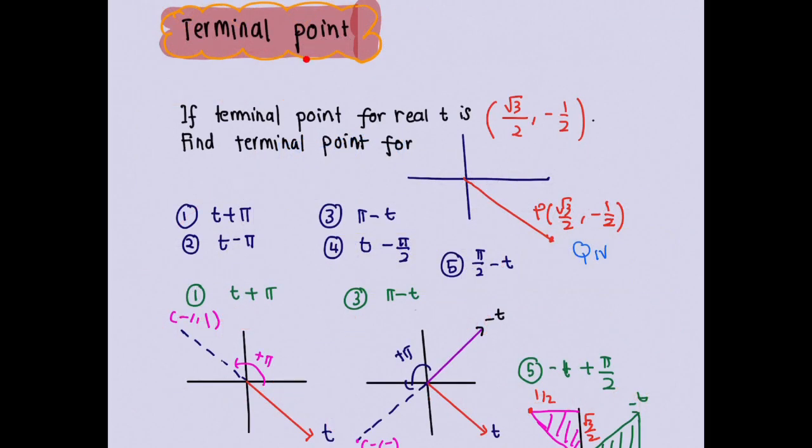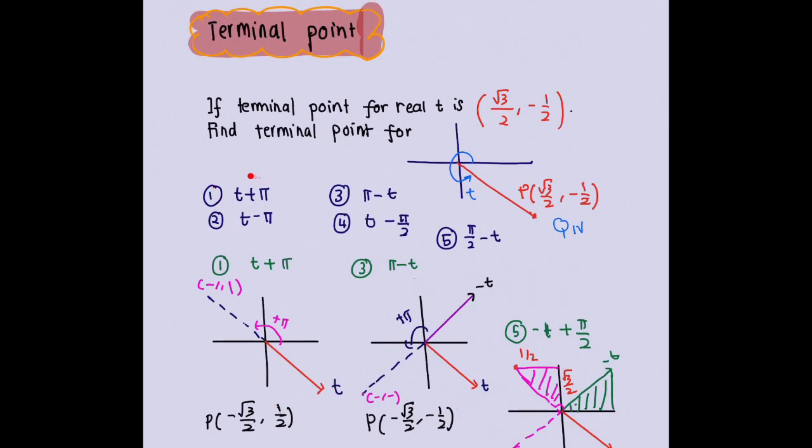Now let us see the terminal points. So if the terminal point for real t is square root of 3 over 2, negative half, find the terminal points for these 5 conditions here. So first of all, let us graph this terminal point. So root 3 over 2 is a positive side. Negative half is a negative side, so obviously you are in the fourth quadrant. So let's see from this terminal point here, what we want to do is find t. So the angle t is this angle here, a positive t.